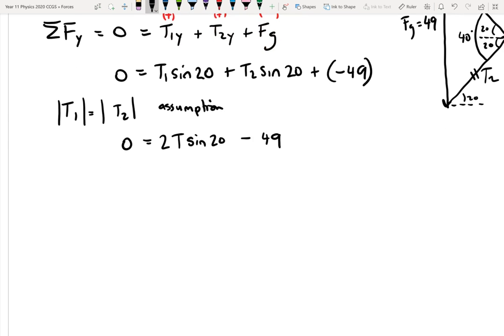All right, rearranging for T, I'm going to say T equals 49 over 2 sine 20. And the calculator spits out that for this to be in equilibrium, the tension must be 71.6.